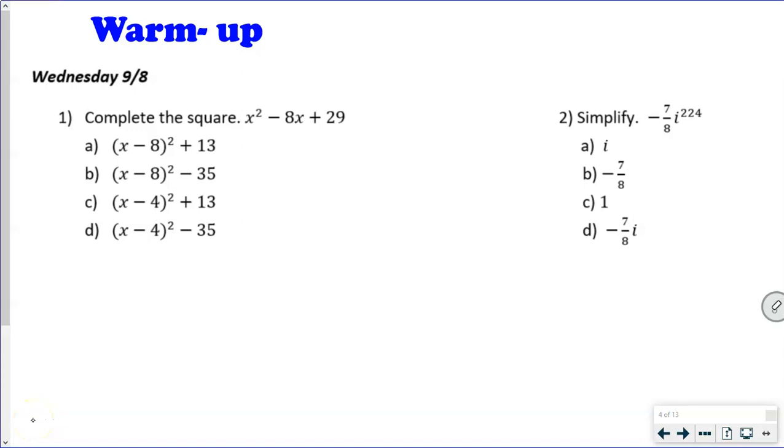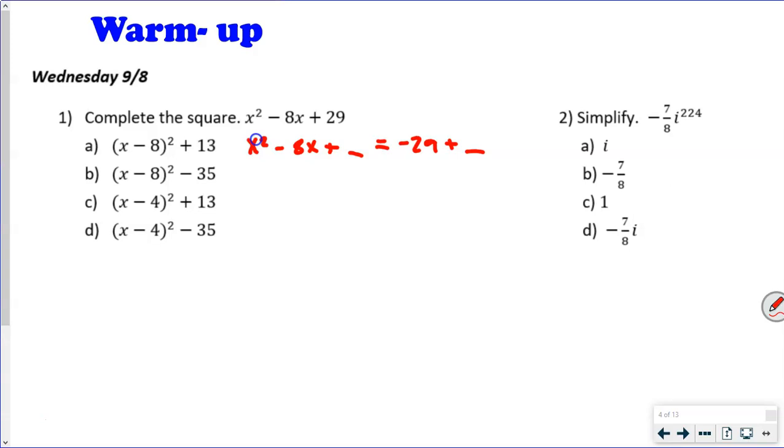So in this one, it says to complete the square. So what we're going to do is go ahead and set this up. X squared minus 8x plus our blank, and that equals negative 29 plus our blank.